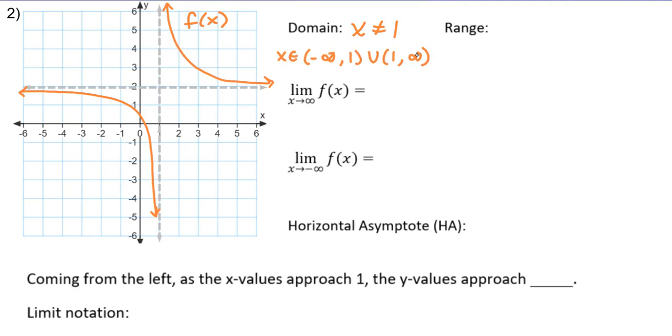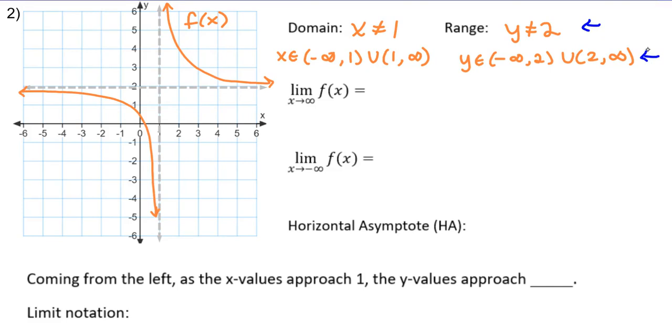And the range. It looks like the graph hits all the y values except for 2. So we can say that y is not equal to 2, or we can say that y is an element of the interval from negative infinity to 2, union 2 to infinity. So the first way is kind of a shortcut, simple way to write just what y is not, and the second way is probably a little bit more preferred, a way to write what y is.